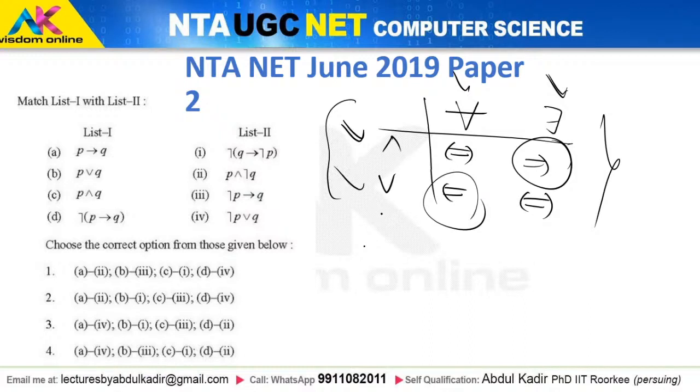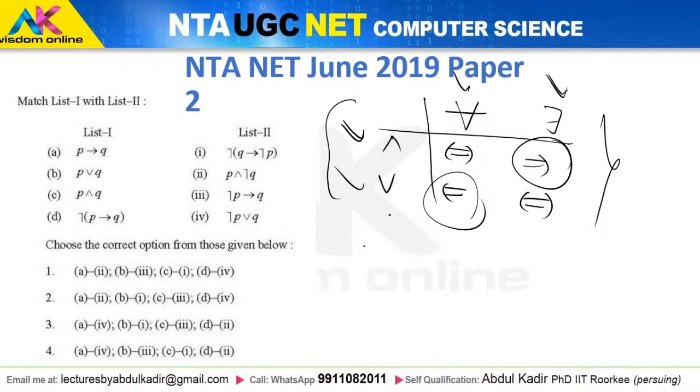Okay, so let me see if anyone has any doubt. Sir, not clear. Abdul is saying, Abdul, is it clear now? The table is clear now. Did you get the table now? Okay, let me see if anyone has any doubt.